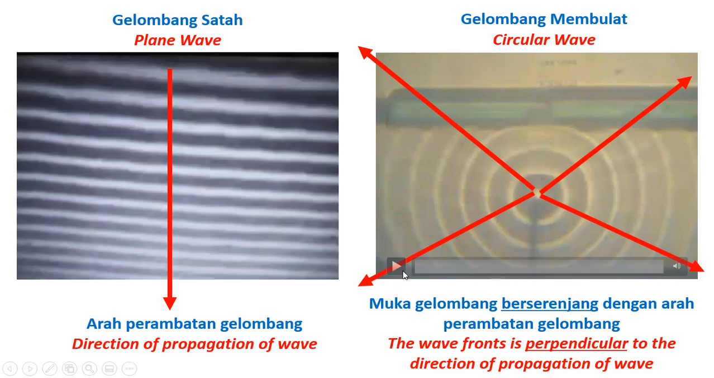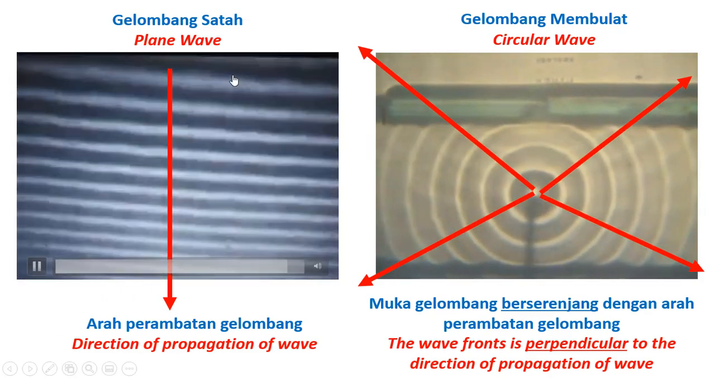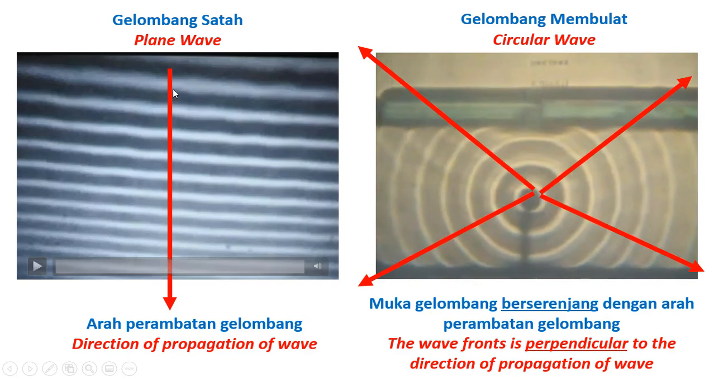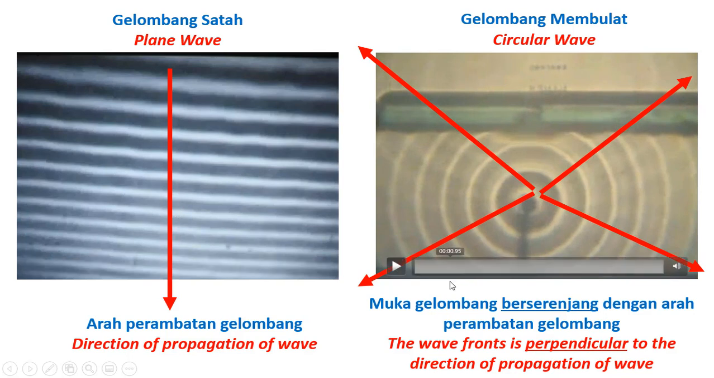Okay, we can look at the ripple tank. So the wavefront is a plane, and the wave is moving from top to bottom, and they are perpendicular to each other. So the wavefront is perpendicular to the direction of propagation of the wave.